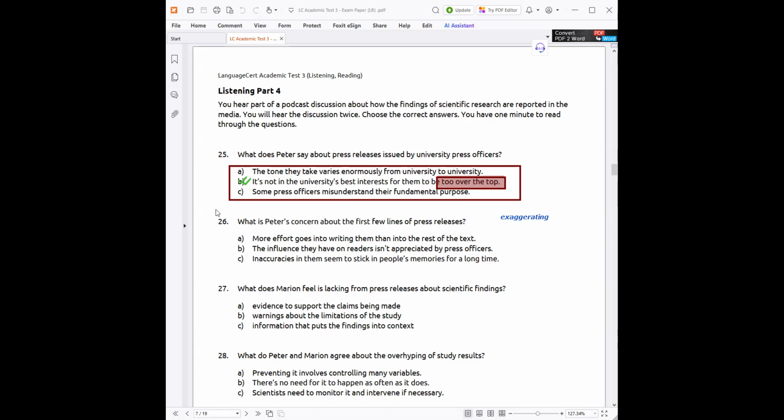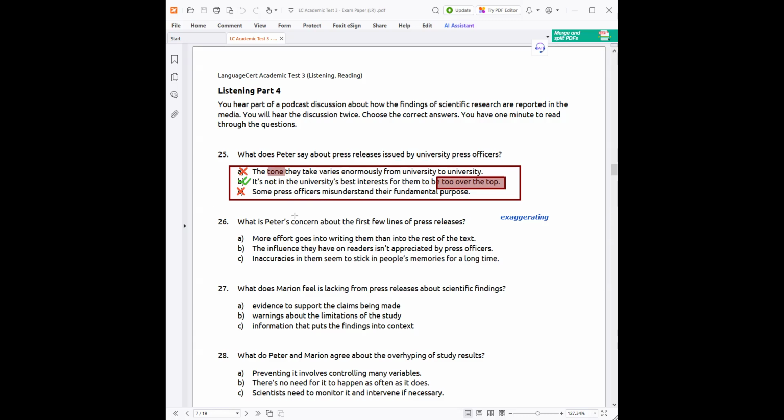Did at any point he talk about the tone, that it varies? Absolutely not. Did at any point he talk about some press officers misunderstanding? Absolutely not. Right? So our answer to 25th is what? B. Next one, question. Let's first read the question here.